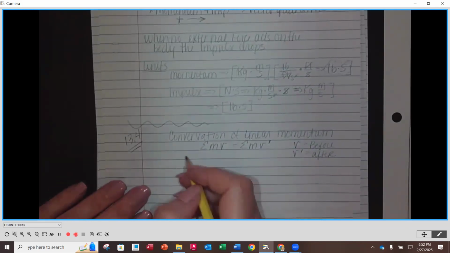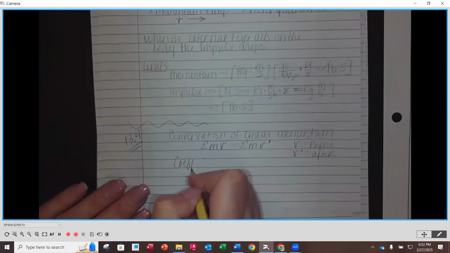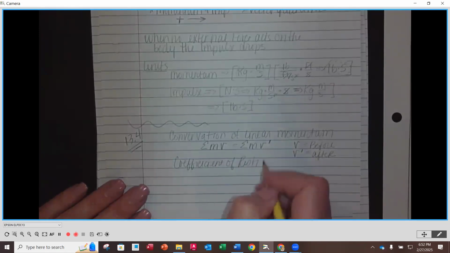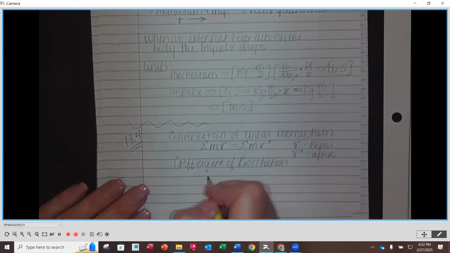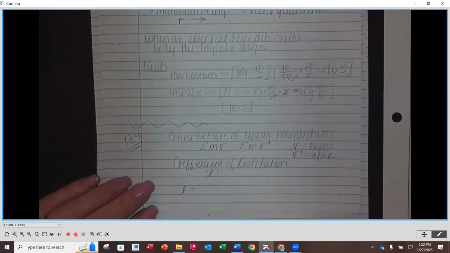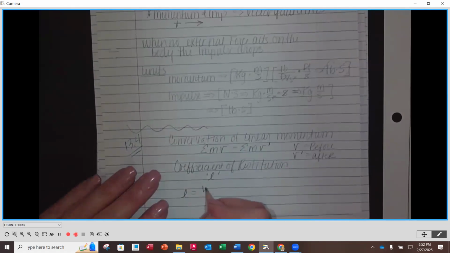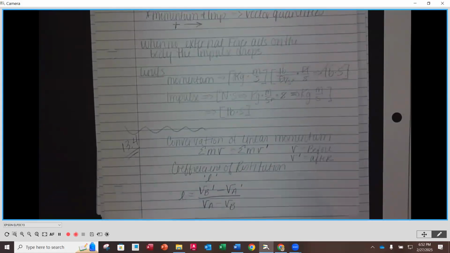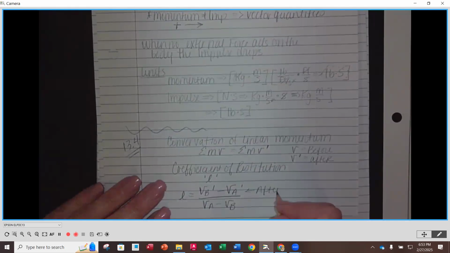Now, the coefficient of restitution is going to be the symbol cursive E, and E is going to be equal to velocity B prime minus velocity A prime divided by velocity A minus velocity B. The primes, again, are always the afters, and the non-primes are the befores.